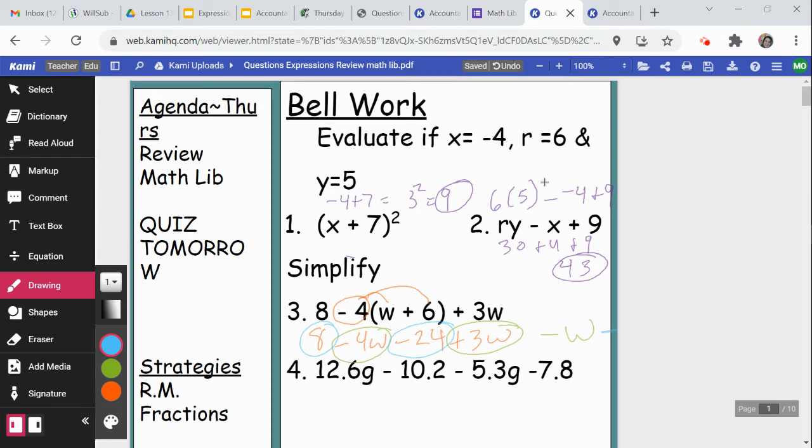Oh, let me make it so I can fit it all in one spot. So we have a negative w minus 16. That is your answer.